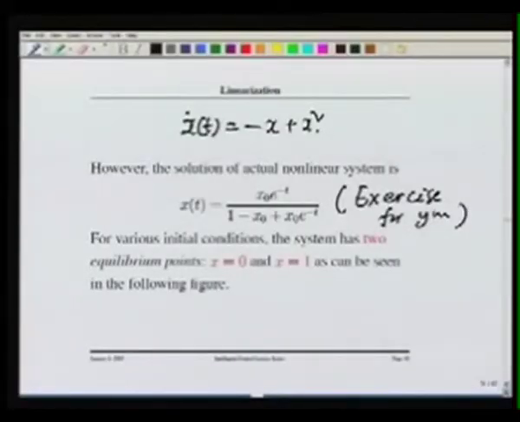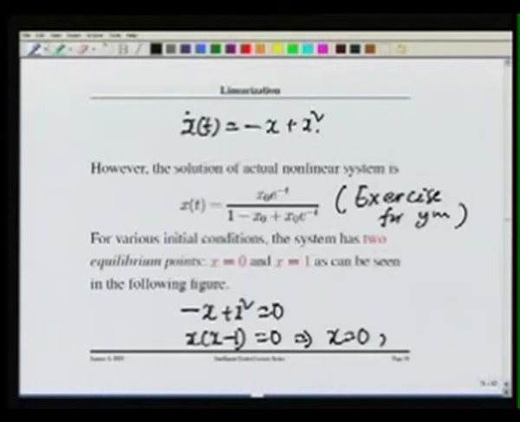Okay. Earlier we showed that the origin is one of the equilibrium points, but there is another equilibrium point. When I solve minus x plus x square equal to 0, you have x times x minus 1 equal to 0, which implies x is 0 and x equal to 1. So, there are two equilibrium points actually.